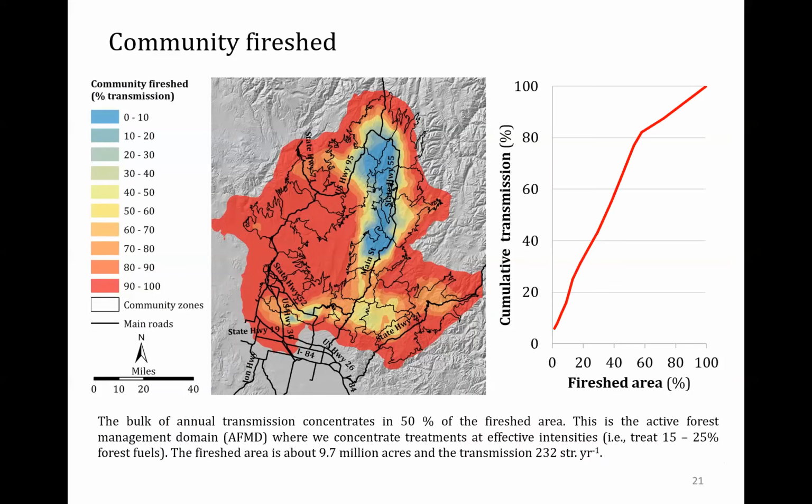Here we see that most transmission is highly clustered and aggregated. In this specific case, the bulk of transmission, more than 80%, was concentrated in just 50% of the area. So the ultimate goal here is understanding where we need to go treat on the landscape, and this is clearly pointing at some big clusters where we should prioritize the treatments.